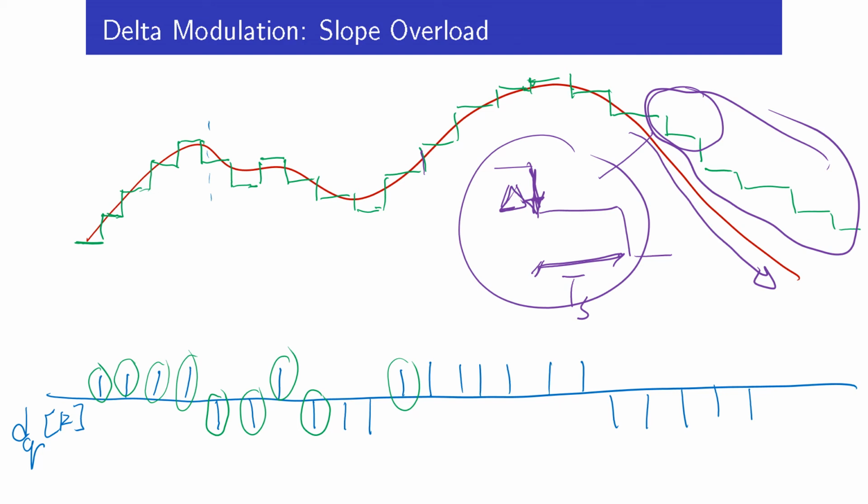So if the original signal decreases very fast compared to this possible decrease, we have what we call slope overload, because in this case the decoded signal cannot track the original signal. So in order to avoid this, we have to adjust either delta or TS accordingly.